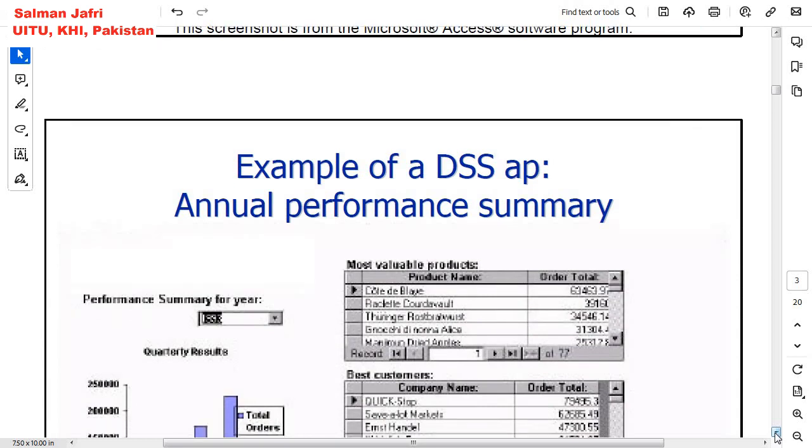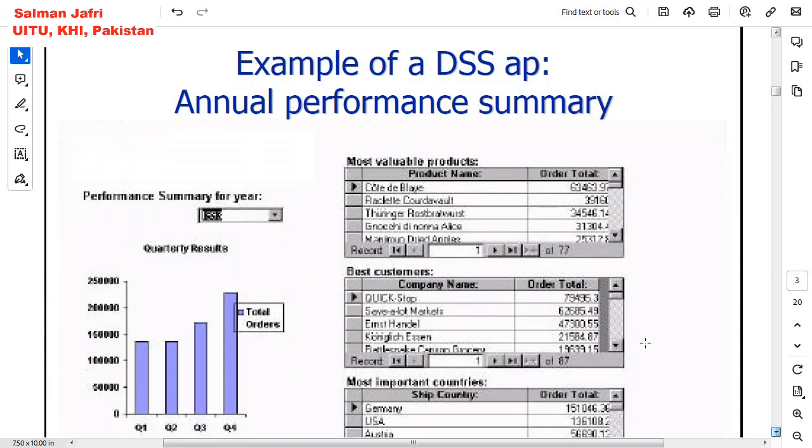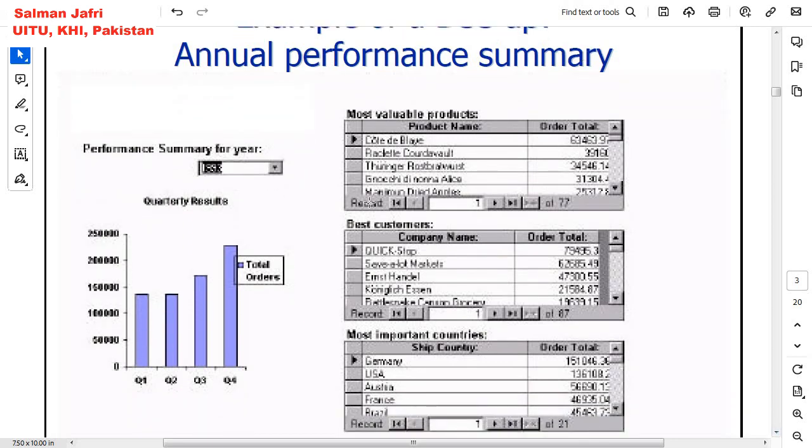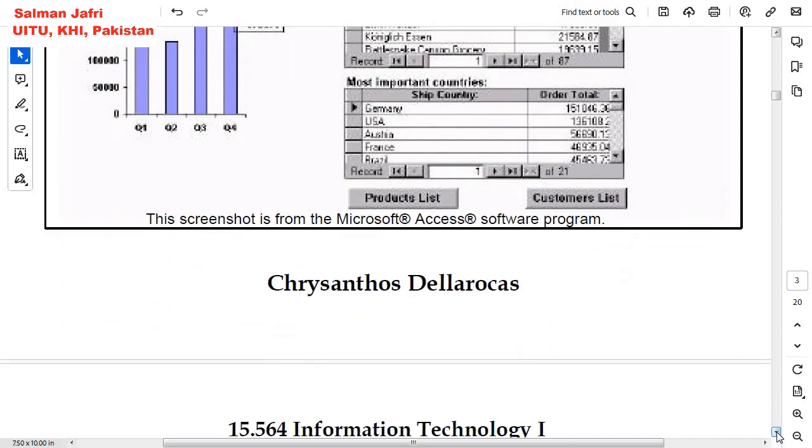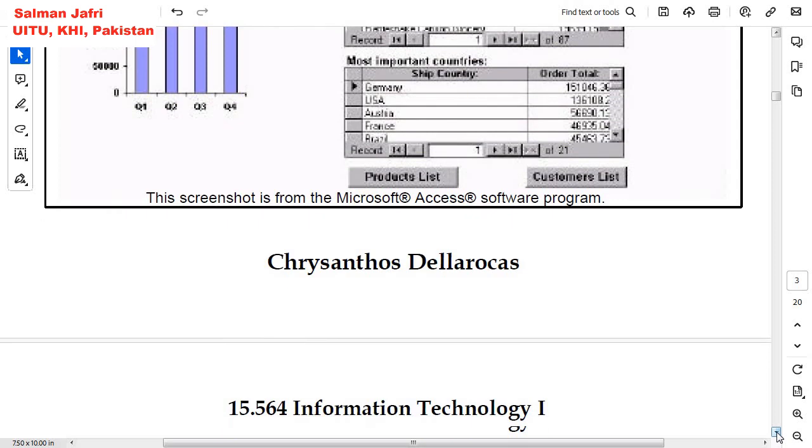On the other hand, in a decision support system, we are having an annual performance summary. For example, most valuable products. So we can have knowledge about it. Best customers can be represented. Most important countries can be represented. Again, this summary would be based on historical data or a large amount of data, for example, for a certain year, as it has been shown, right? So decision support systems would work on historical data. Historical data can also be termed as data that has been collected over a period of time.